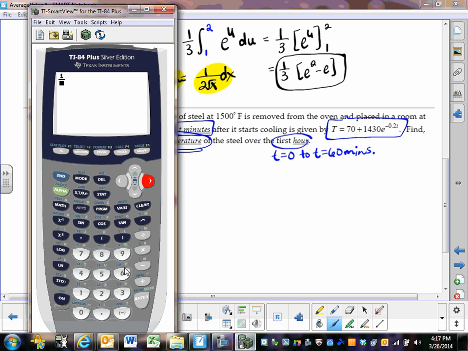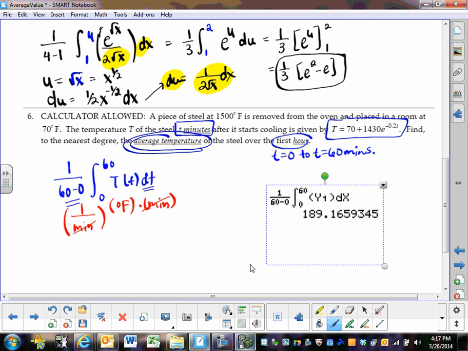1 over 60 minus 0, so it looks exactly like my paper. The integral from 0 to 60, the y1 function, which gives me the temperatures, dx. So 189.1659345. So notice it says find to the nearest degree the average temperature.